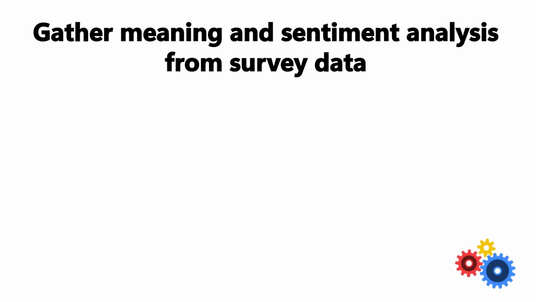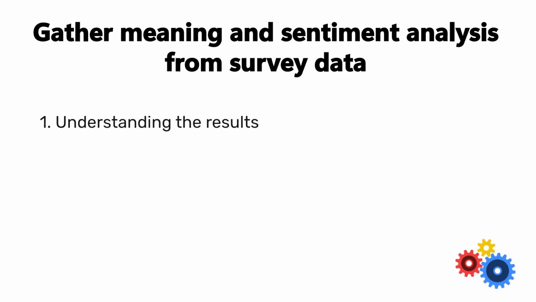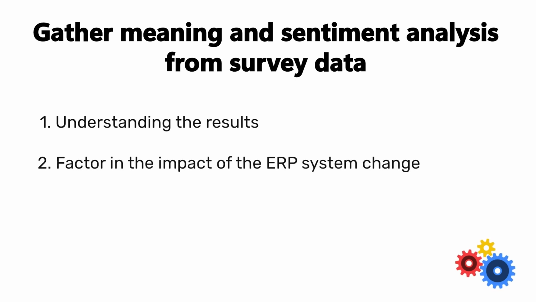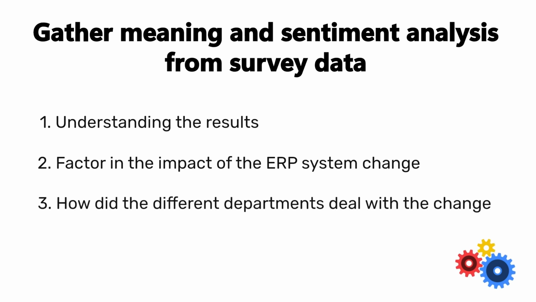Let's have a look. In this example, let's gather meaning and sentiment analysis from survey data that's been taken twice over the year. We're interested in understanding why the results came out like they did by adding the context of the changes that happened in the organisation. In this case, there was a change to the ERP system, and we want to know how the introduction of the system made an impact on the survey results and the change of impact across the different departments over the year. Also, we're interested in what can we do better the next time a major change happens like this. What preparations can we make so that the migration goes smoother?